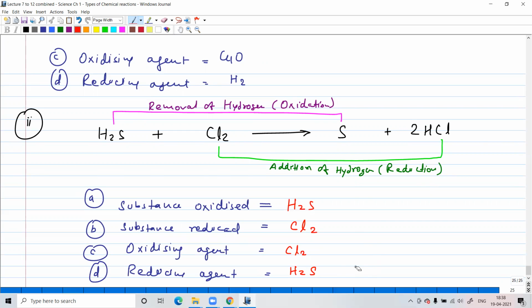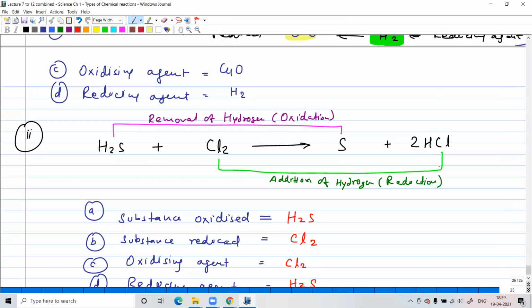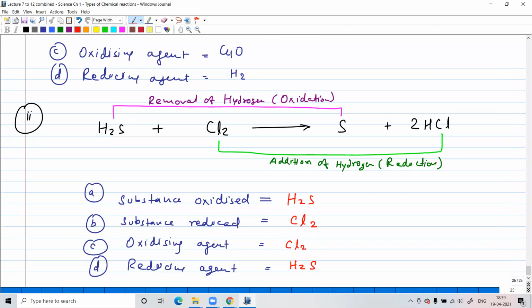So everyone is clear with these two examples. In the first one, the redox reaction happened because of addition or removal of oxygen: oxidation from H2 to H2O and reduction from copper oxide to copper. In the second reaction, there was no oxygen, only hydrogen. And we know that removal of hydrogen causes oxidation. So H2S got oxidized to sulfur and chlorine got reduced to hydrochloric acid, HCl, by addition of hydrogen. And these four questions, of course, everyone understands this.